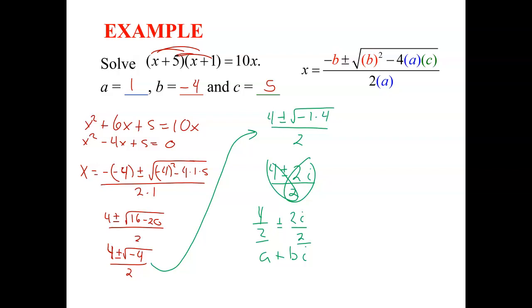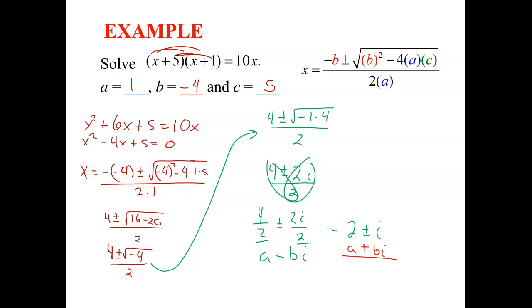So that's why I want you to get in the habit of splitting those two fractions and then simplifying, which is an easy step. 4 divided by 2 is 2. And then 2 divided by 2 is 1. So I'm left with 2 plus or minus i, which is still in the form a plus bi. What's the b? It's a 1. Well, not imaginary 1, but 1.